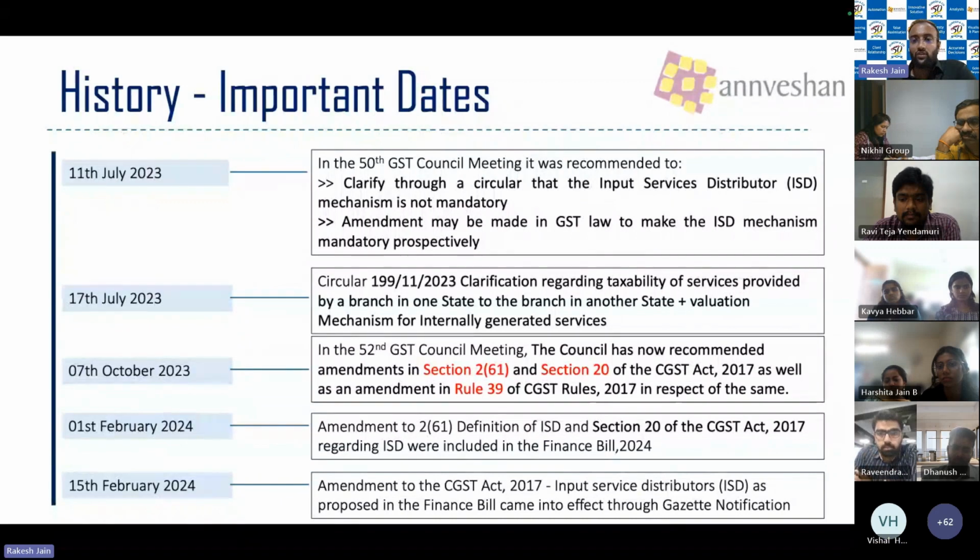Now, as part of the amendment, there was a change in the definition of ISD. Also, this amendment was based on the 50th Council meeting, that we're going to make it mandatory prospectively. And this 15th February Gazette clearly says that the ISD definition amendment has become mandated from 15th February for us to take this mechanism for distribution of ISD input services.